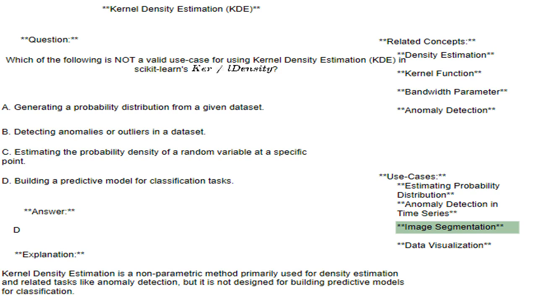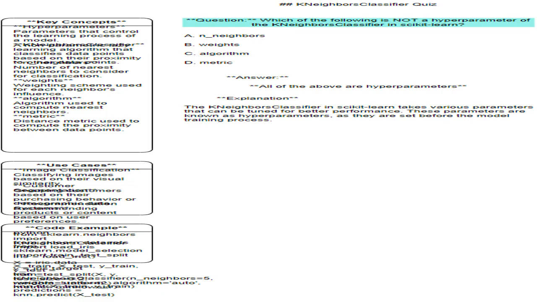Image segmentation. KDE can be used to segment images by identifying regions of high and low density, separating objects from the background or different image components. Data visualization. KDE can create smooth, visually appealing plots that depict the underlying density of data, providing a better understanding of the data's structure and distribution.